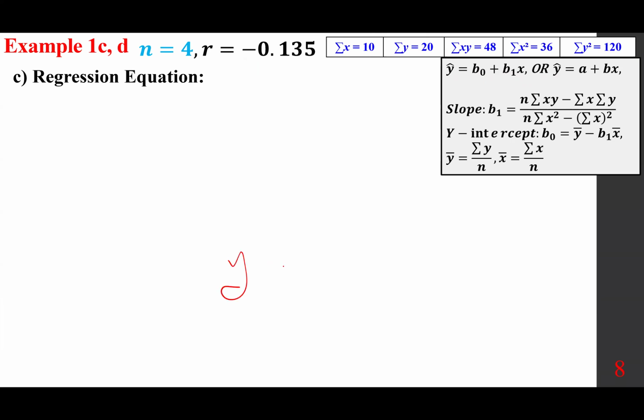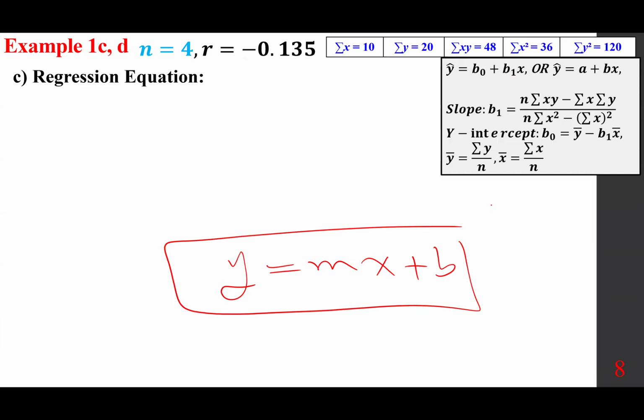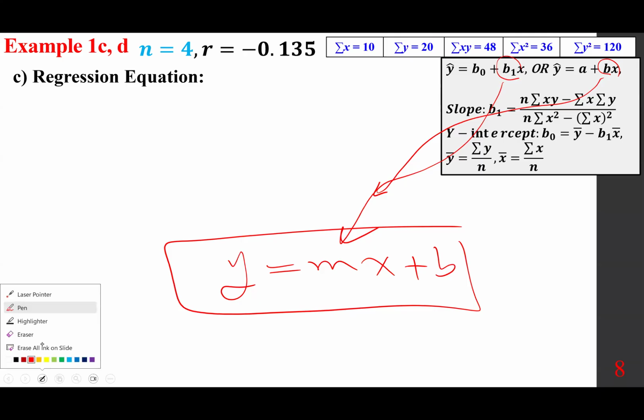And I want to remind you y equals mx plus b. That's the meaning of it, okay? So b1 represents the m here, b represents the m. So y equals mx plus b, the point slope format of a line. Having said that, we need the m and we need the b. And so let me erase my work again.